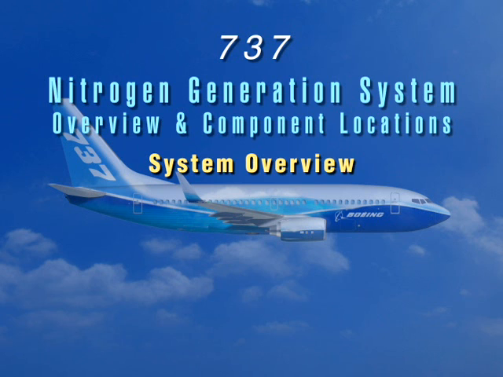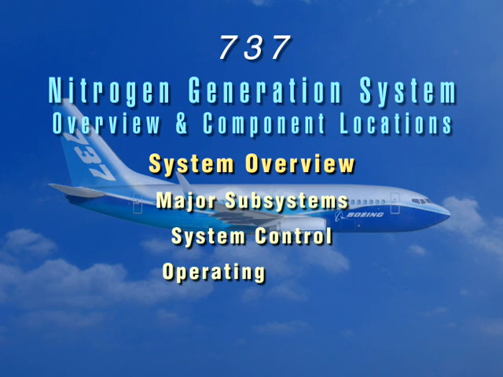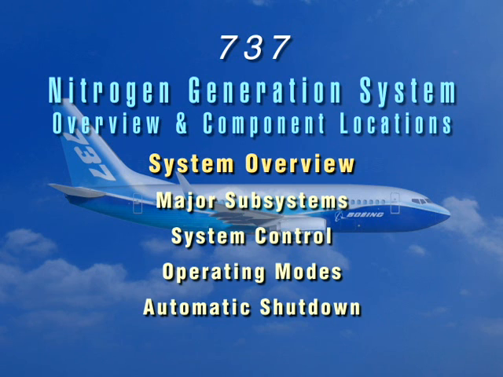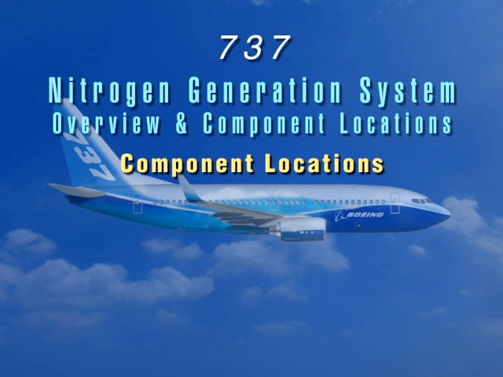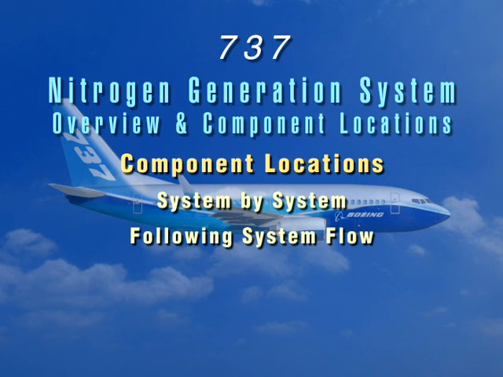The system overview will include major subsystems and how they work together, system control, operating modes, and automatic shutdown features. Next, we will look at component locations system by system following system flow.